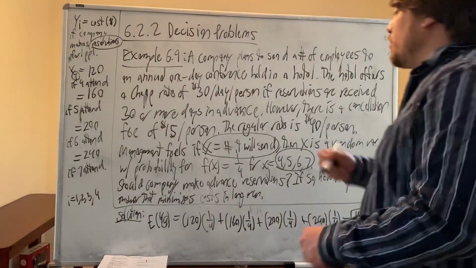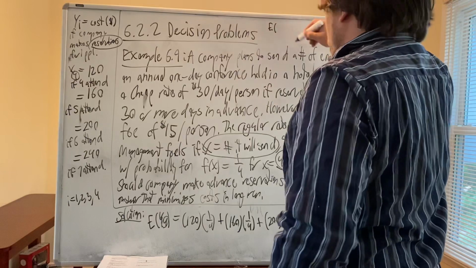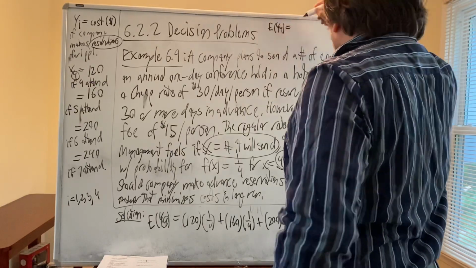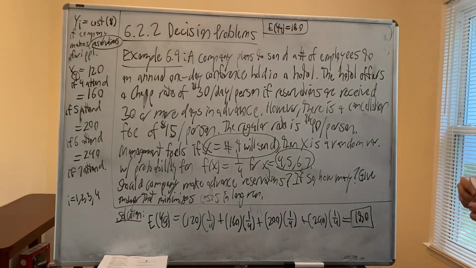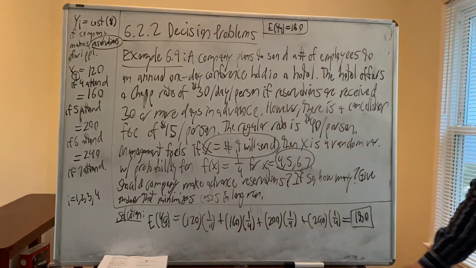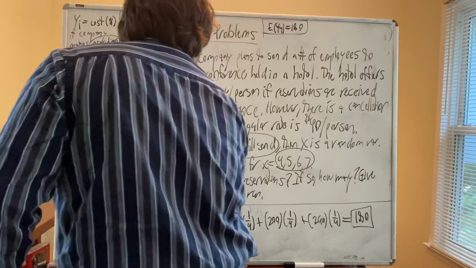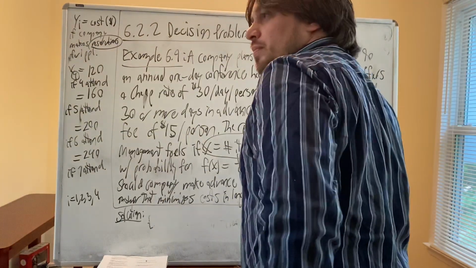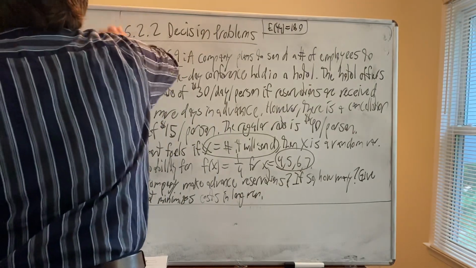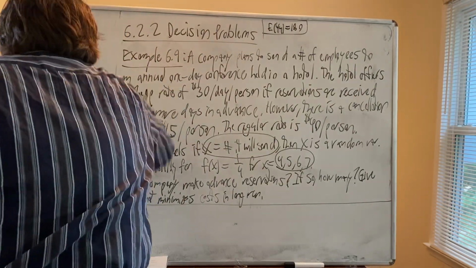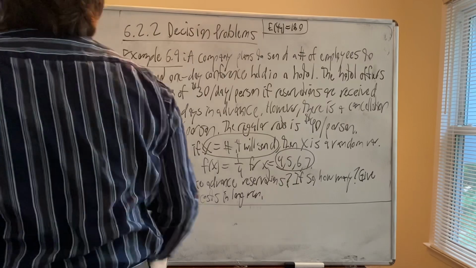So E of y sub 4 is 180. I'm going to put that number here. That's what we found there. Okay, so now we're going to continue for the next value. I'm going to erase this whole thing and continue here.